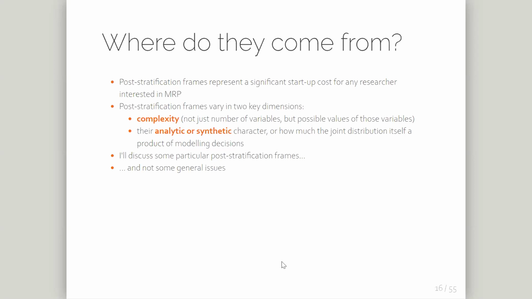But I am going to talk about this. I'm going to talk about post-stratification frames varying in complexity, so the number of variables that make up different voter types, and also in terms of their analytic or synthetic character. So how much the joint distribution of characteristics is itself a product of modeling decisions. I'm going to try and illustrate those two dimensions by taking you through a couple of specific examples.